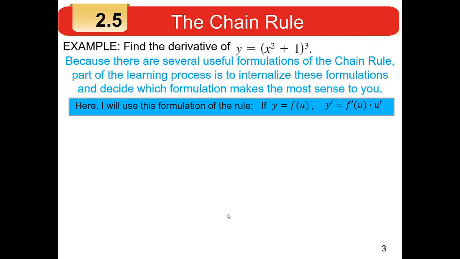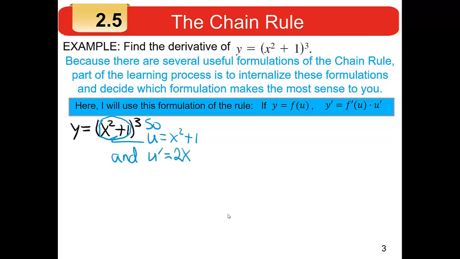If you're going to think about it that way, your main goal is just to figure out what the u is. And the u is the thing raised to the third power here. So the u is the inside function, so it's the x squared plus 1. And notice that in your formulation of this, you're going to have to eventually calculate u prime, so you might as well go ahead and do it. The derivative of x squared plus 1 is just 2x. You're going to need that.